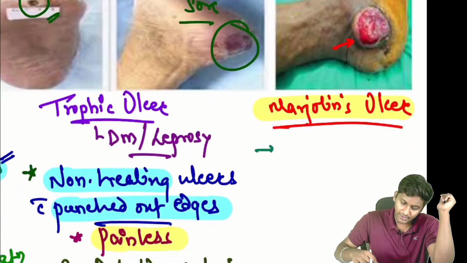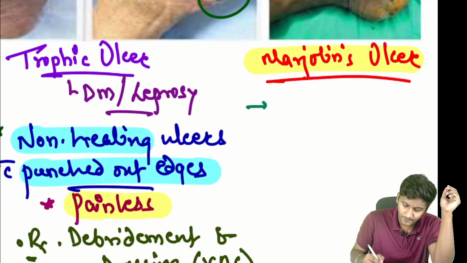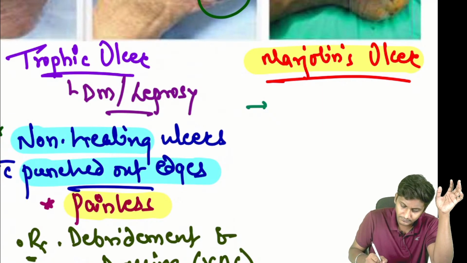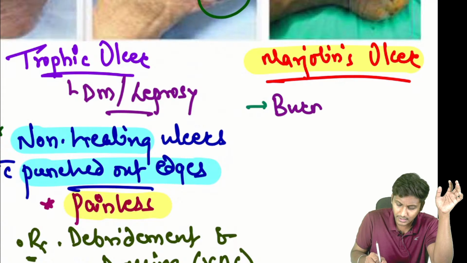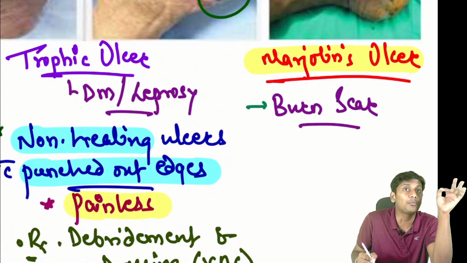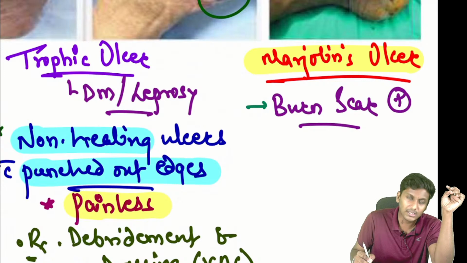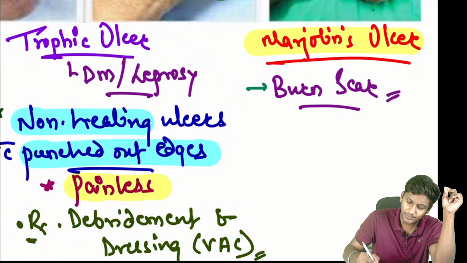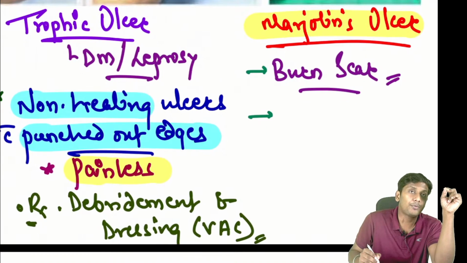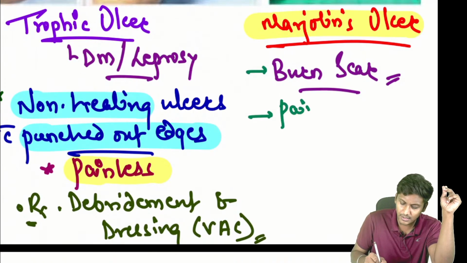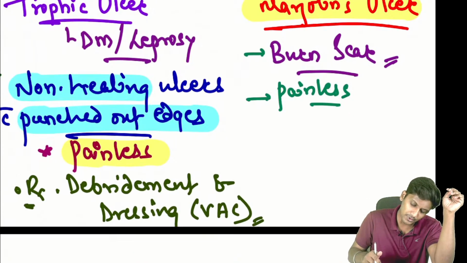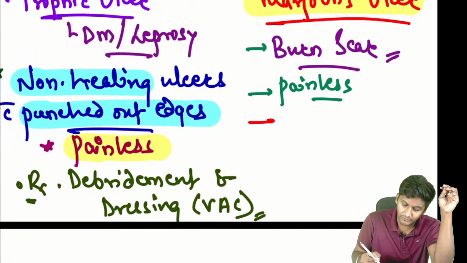Okay, so let's write down. Definitely this Marjolin's ulcer, बच्चे, you have to remember, is usually seen on a burn scar. This was the classical history given in the recent exam also. So burn scar पे अगर होता है ulcer, definitely this is what is called a Marjolin's ulcer. Second important, it is usually painless, but sometimes it can be a painful ulcer as well, that you have to remember. Third important feature, as I've told you, it is a pre-malignant ulcer.